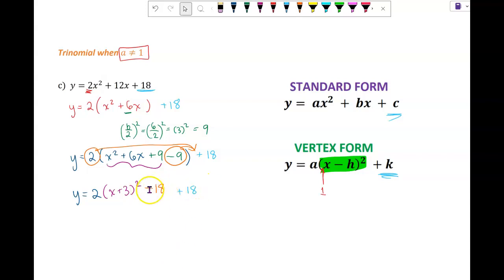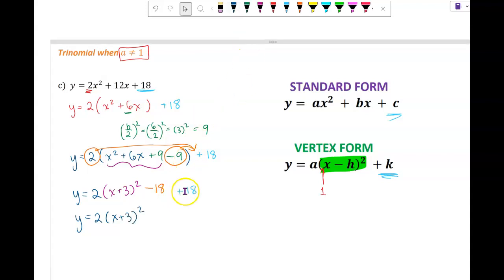And so, yes, in this case, you'll see now that my equation turns into y equals 2 bracket x plus 3 squared. And in this case, and only because of the way the numbers worked out, it's a minus 18 plus 18, which ends up being 0. So it kind of disappears. But that is not always the case, okay? And then you might end up with a c value in the end.